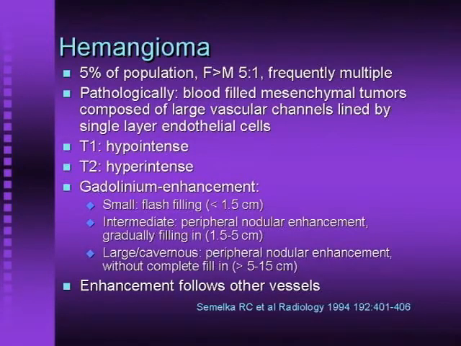Hemangiomas are the most common lesions that we see. They affect about 5% of the population, classically bright on T2 weighted acquisitions. They have three typical patterns of contrast enhancement, the one that I showed you. When the lesions are smaller, they can be flash filling. When they're larger, they may not fully enhance over time. They may not completely fill in.